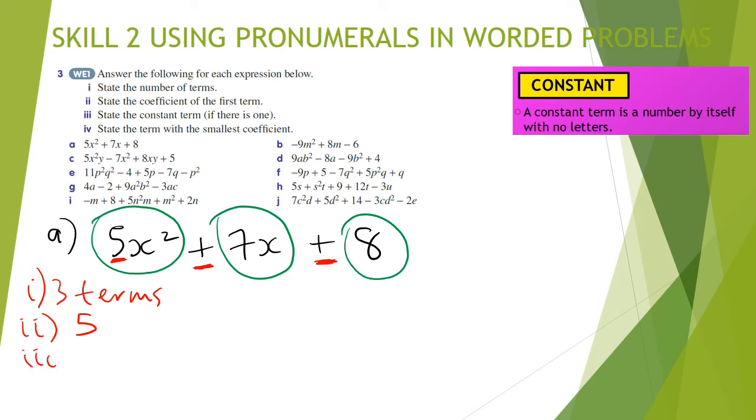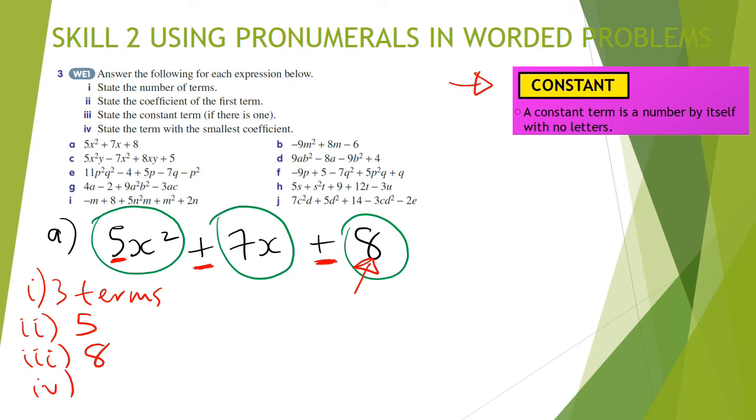For part III, we've got state the constant term if there is one. The definition is over here on the right. A constant is a term that's a number by itself. So there's no letters in a constant. Can we see any terms here without a letter? Yep, the last one here is just 8, so that's a constant. So we would say 8.